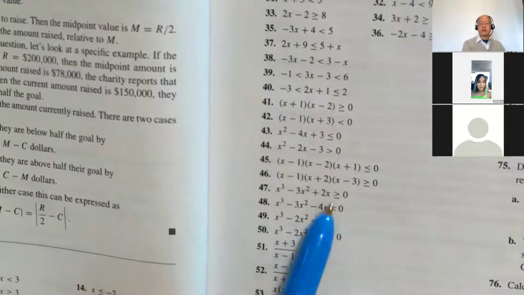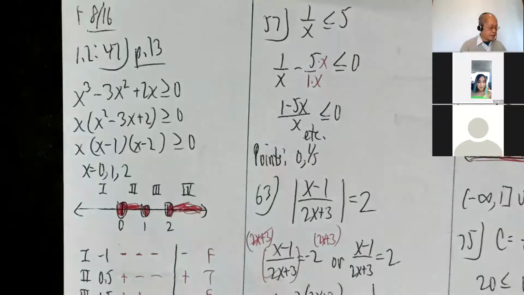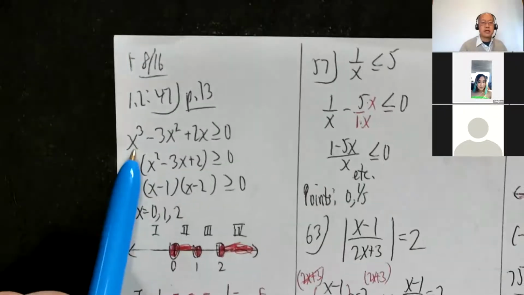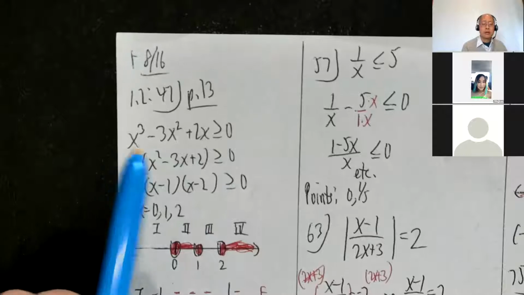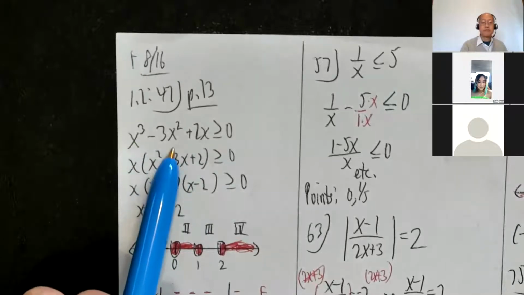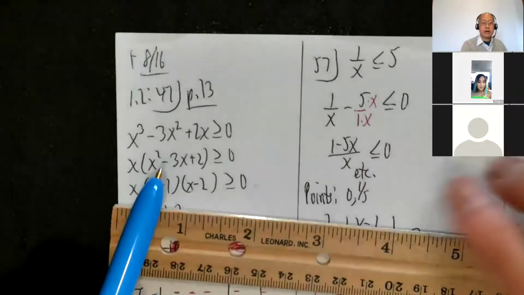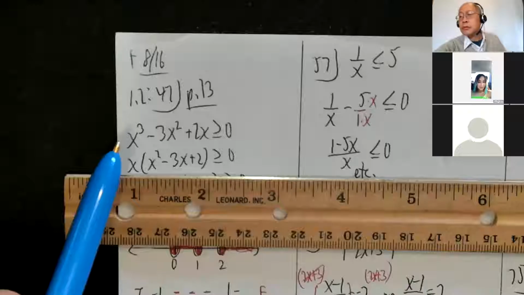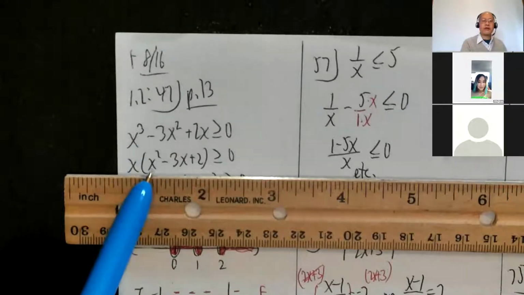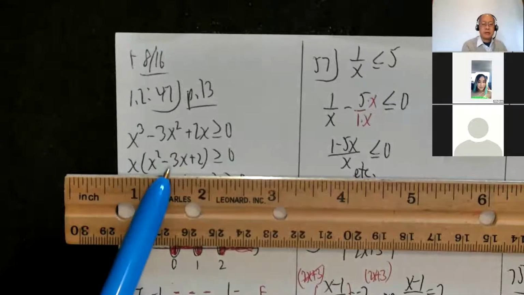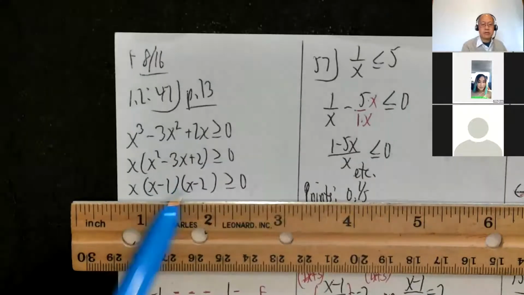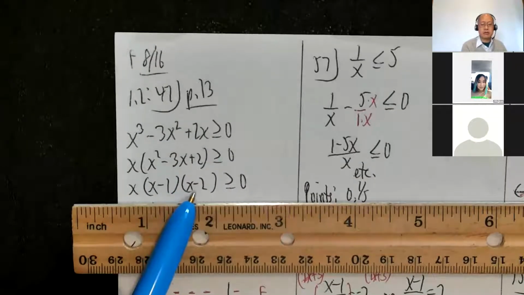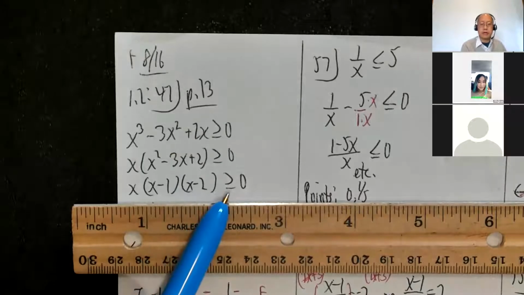How do I do that? So first we have to factorize. x cubed minus 3x squared plus 2x is greater than or equal to 0. Okay, factor. I can take out an x: x times (x squared minus 3x plus 2). Factor further. Minus and a plus means minus 1 and minus 2. So x times (x minus 1)(x minus 2) is greater than or equal to 0.